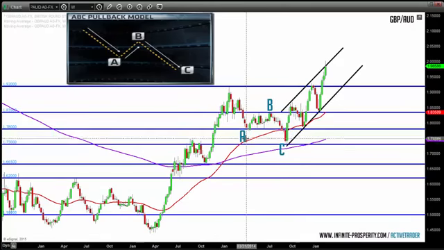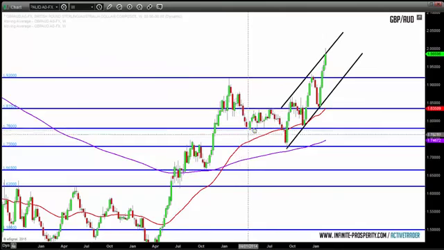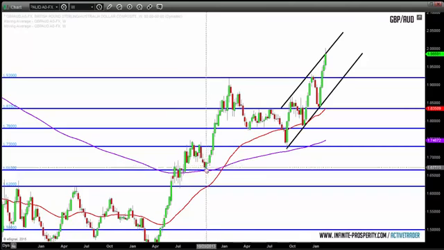So that's what's known as an A, B, C complex pullback, and then the trend resumes. So one way to see these on your charts is to really look at the overall context of the market. Yes, we did form a lower high here at 1.835 and then a lower low at 1.73. But notice when comparing it to the last major swing low on the weekly chart at 1.665, we were still putting in higher lows on this currency pair.